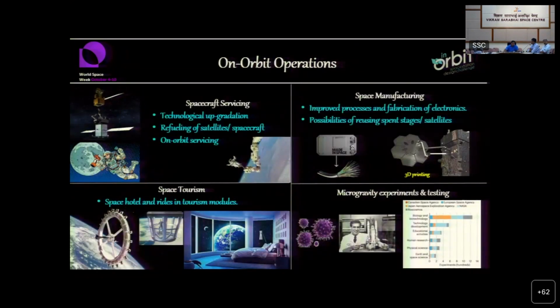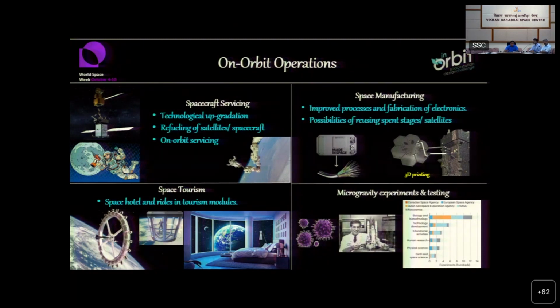Now this particular slide touches upon the various on-orbit operations you can do. So there are different options. You can have spacecraft servicing, which is a technological upgradation. Like in case you want to service an already existing satellite, refill it so that its life can be extended, or in case some problems are seen, how you're going to service it. These are some of the hints you can take from the slides to define your activities, what you want to carry out in outer space.